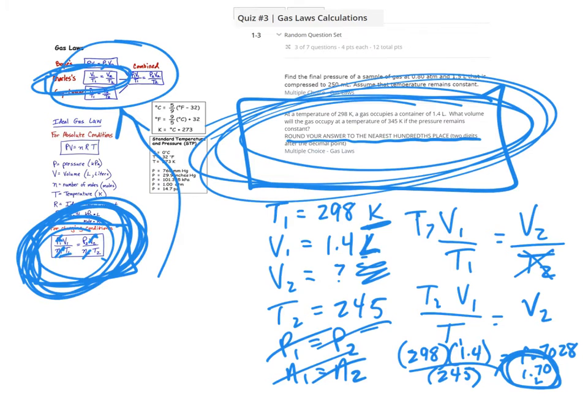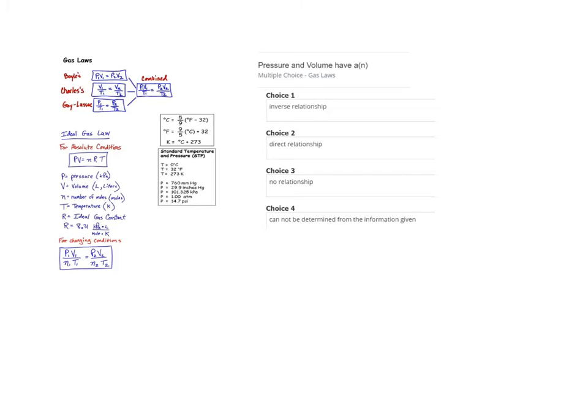Let's try another one. All right, this is from quiz number 3. Pressure and volume have an inverse relationship, direct relationship, no relationship, cannot be determined. All right, pressure and volume. What is this asking here? This is relating pressure and volume.